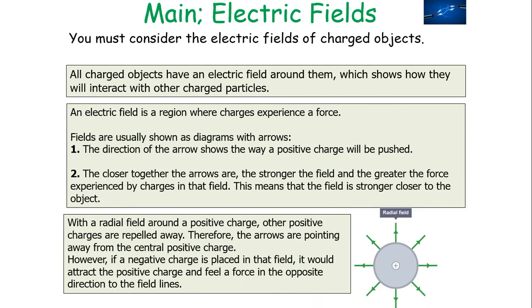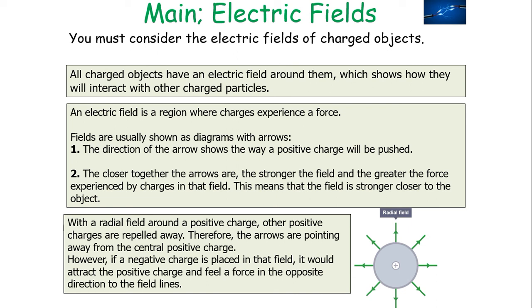So let's consider what we've learned in today's lesson. All charged objects have an electrical field around them, which shows how they interact with other charged particles. An electrical field is a region in space where charges experience a force. Now, fields are usually shown as diagrams with arrows. The direction of the arrow shows the way a positive charge will be pushed. The closer the arrows are together, the stronger the field and the greater the force experienced by charges in that field. This means the field is stronger closer to the object.